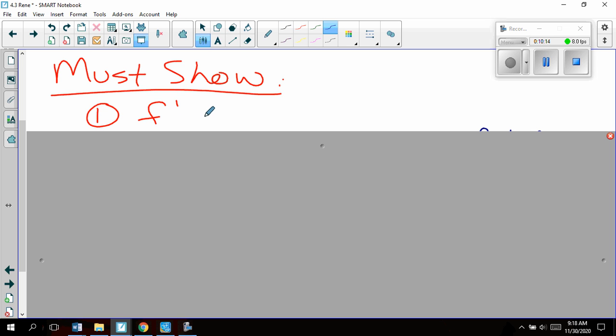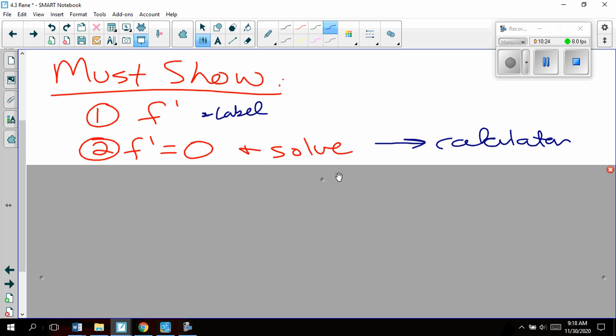I've got a lot of people doing just random work all over the place. You need to be sure that you label. If your equation is called G, then you need G prime, and here's what that equation is. The next thing you need to do is set it equal to 0, and you have to write equals 0. That is showing that you understand that this can happen where the derivative equals 0, and so that needs to be written.